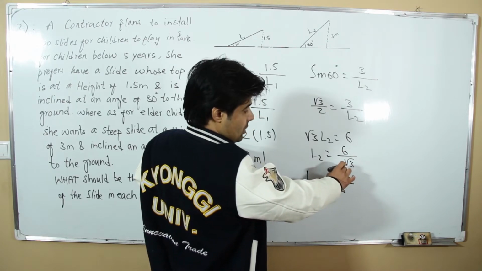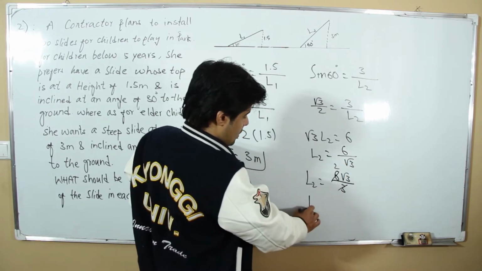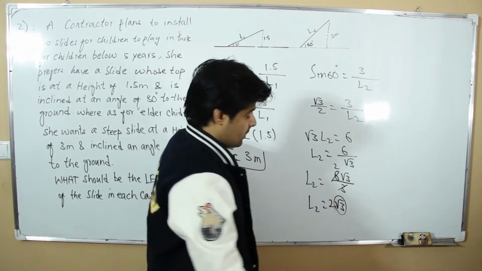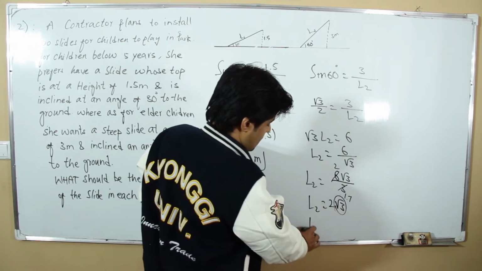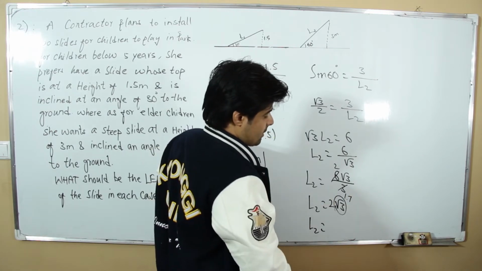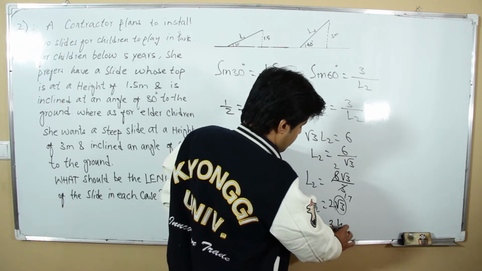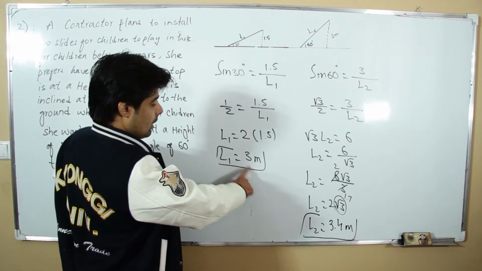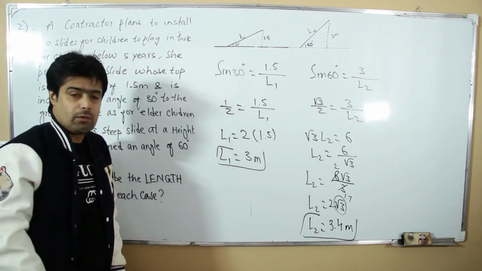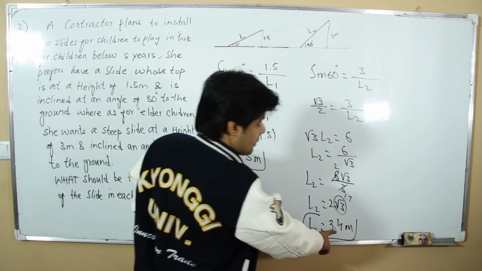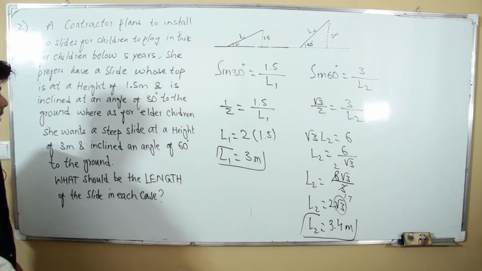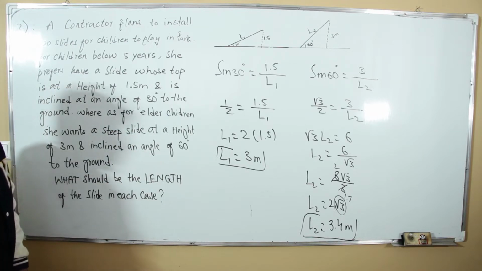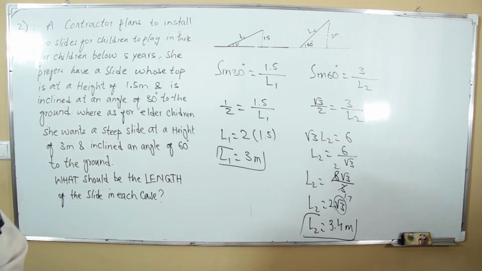By rationalizing, and this is 2, L2 is 2 times root 3. What is root 3? 1.7. L2 is 2 times 1.7. It is 3.4 meter. So the first length is 3 meter and the second one is 3.4 meter. And in 3.4 meter we will have a steep slide, which is for elder children. I think you have got it. Write it, please.